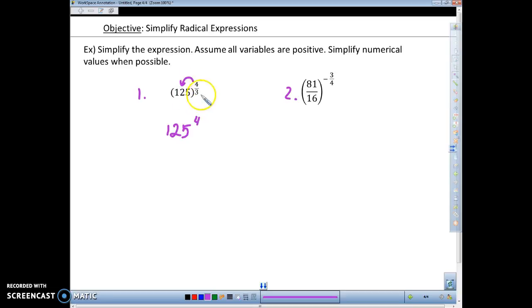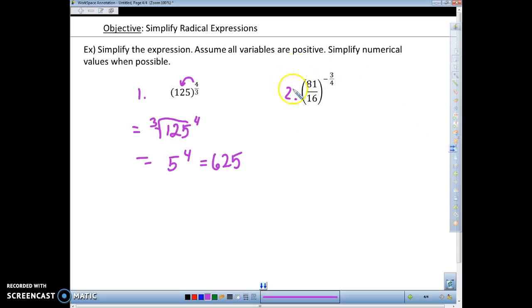Well, when it's written like a fraction, really, I'm taking the root of this. So I want the cubic root of 125, and then I'm going to raise that to the power of 4. Well, the cubic root of 125 is 5, right? That's 5 times 5 times 5 is 125. And then we want to take the 4th power of that. So now I have 5 raised to the 4th, and this happens to be 625.